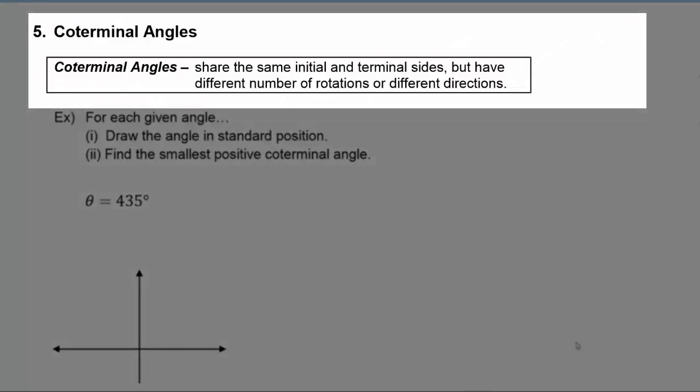Our next topic is coterminal angles. Now, coterminal angles are angles that share the same initial and terminal sides but have different numbers of rotations or different directions. So they start with the same side, they stop with the same side, but their rotations or directions can be different.